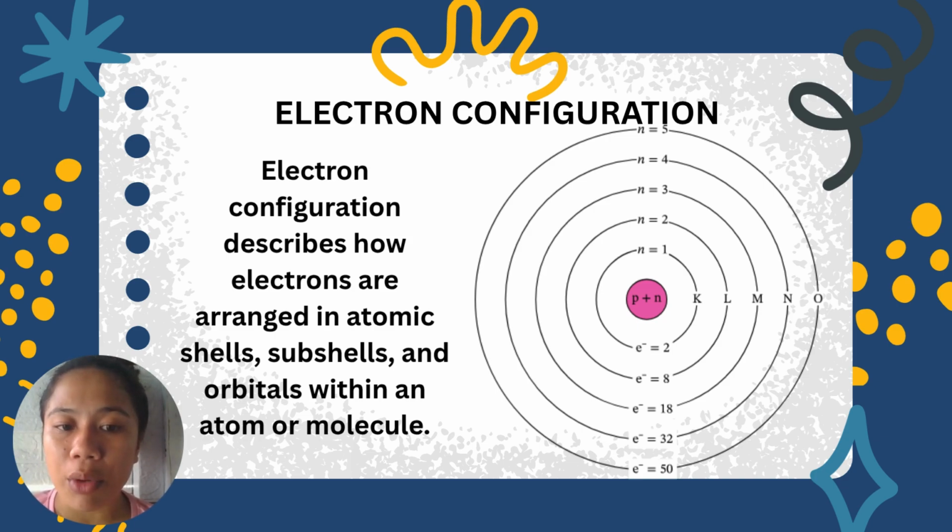And let's remember that the K shell can hold two electrons. How many? Two electrons. Only two electrons. Then shell L can hold 8 electrons. The M shell can hold 18 electrons. And the N shell can hold 32, and so on and so forth.